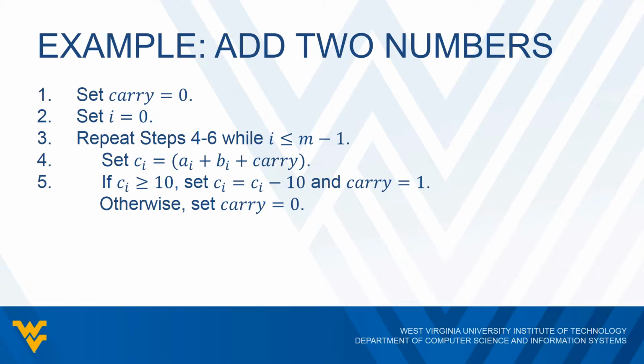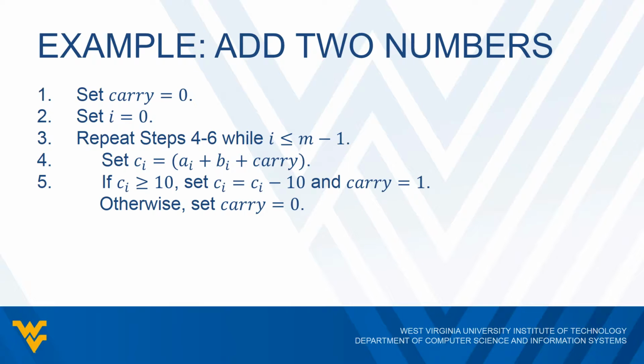Now if this is not true, so if Ci is not greater than or equal to 10, so it's strictly less than 10, we're just going to set carry to 0. So like I said earlier, carry is either going to be 1 or 0. So it's going to be 1 if Ci is greater than or equal to 10, and it's going to be 0 if Ci is strictly less than 10.